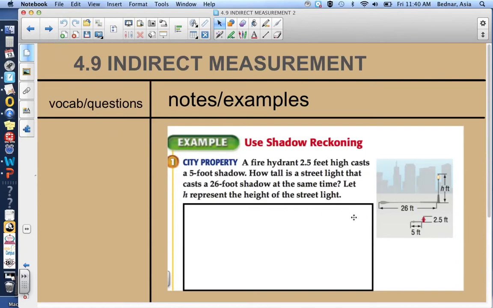All right, let's start off with some examples here. What we notice is that there's a light pole outside, and we're just curious how tall that light pole is. We're just wondering. We also notice nearby there's a fire hydrant that is 6 feet long.